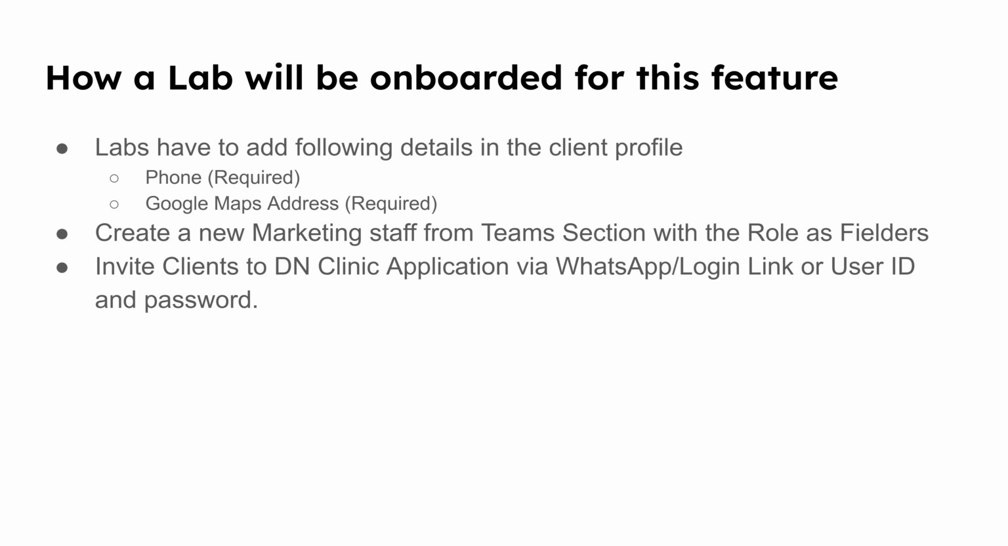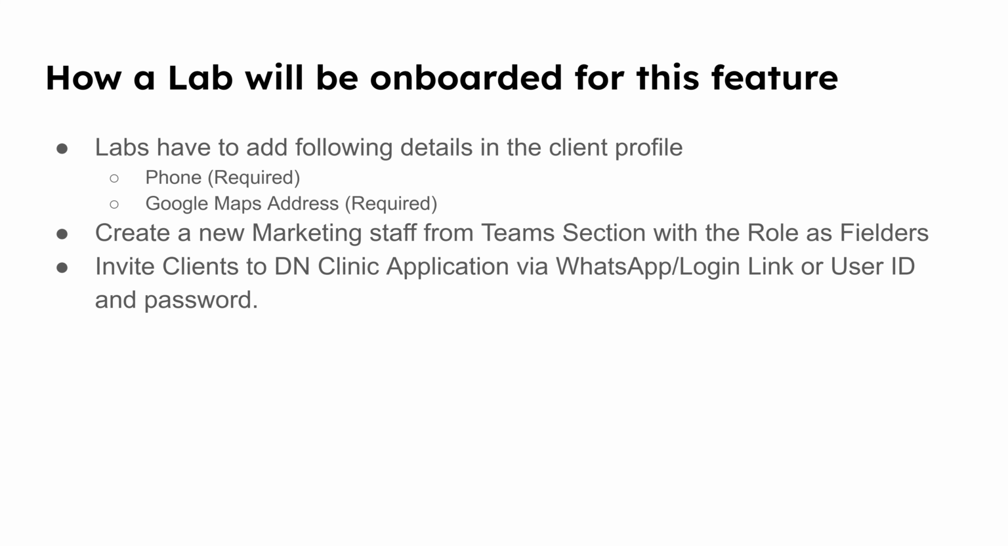You have to add these fields, where the phone number is very much required, and you also have to add a Google Maps address. We will discuss both. You also have to create a marketing staff. In your team section, you have to create a new staff with the role of fielder. We will change that name later on, but currently it's called fielder. And lastly, you have to invite clients to your DN application.